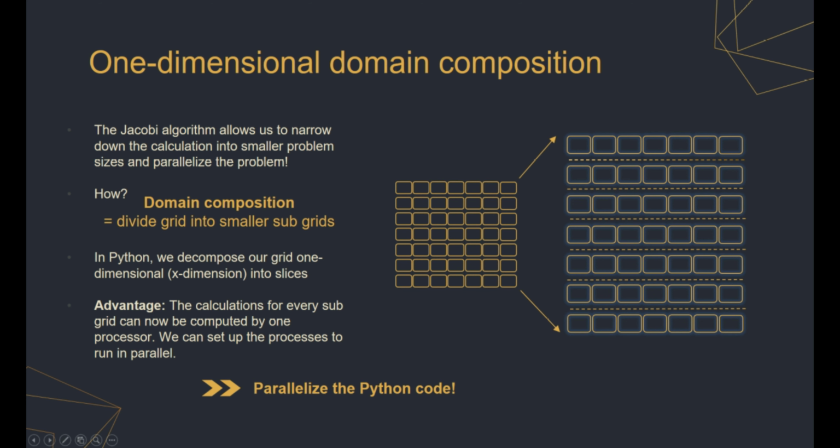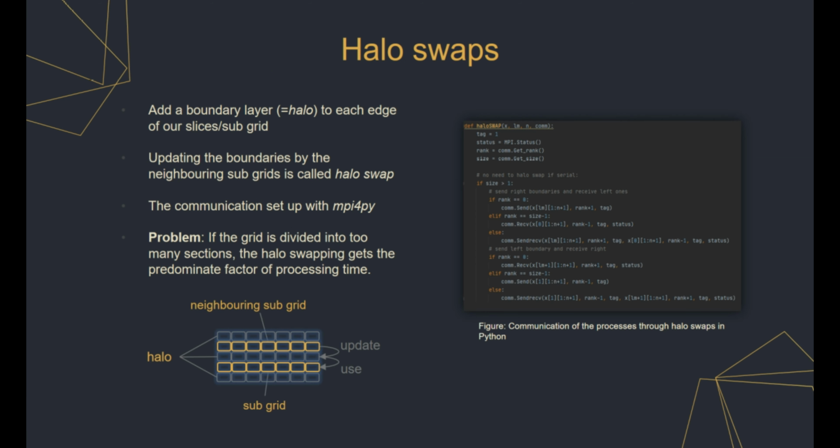To parallelize Python code, we use a one-dimensional domain decomposition. We narrow down the problem into smaller ones by dividing it into sliced subgrids. Like this, the calculations of each subgrid can be computed by one processor. We parallelize the code, but we have to enable communication between the processors. Halos are boundary layers of each subgrid that are shared with a neighboring subgrid. If the halo of a subgrid is updated, its neighboring subgrid is informed and updates as well. In order to keep the halos up to date, a halo swap will be done.